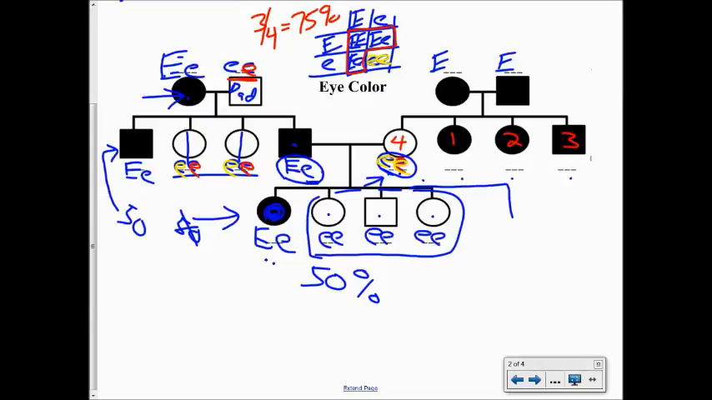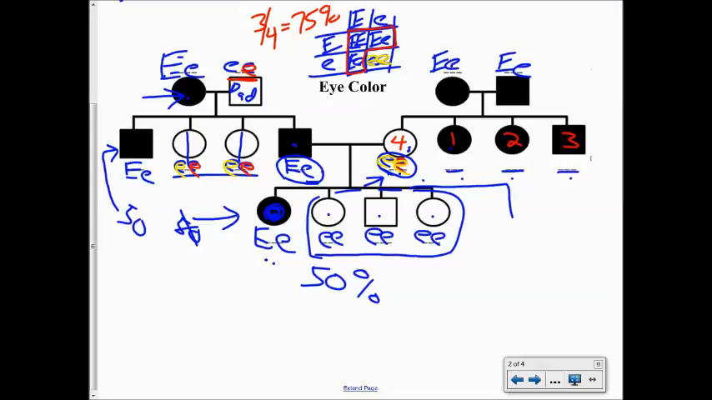So not only does it match up, but we can see now how it's possible for this one here to receive the little e from mom and the little e from dad and be recessive. All 3 siblings have the dominant trait. The only problem now is figuring out exactly what these 3 remaining allele combinations are.